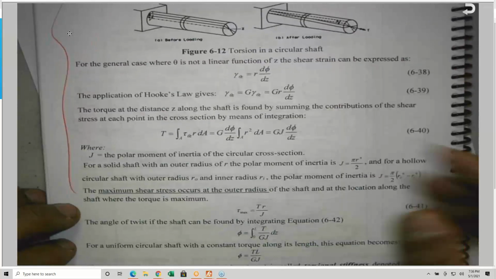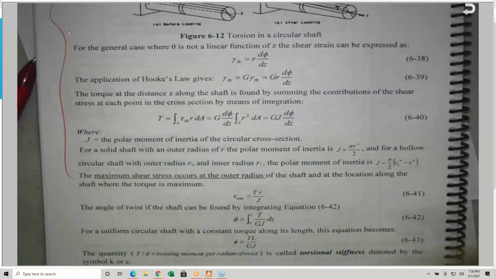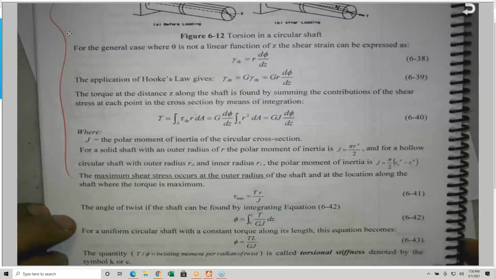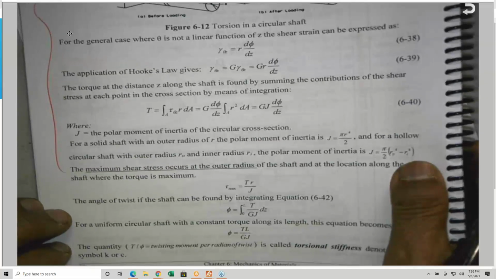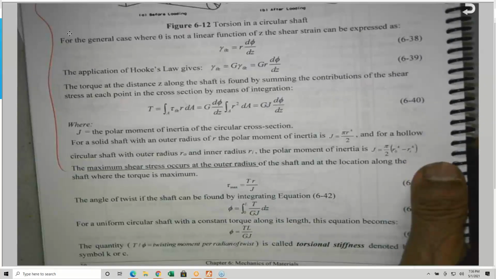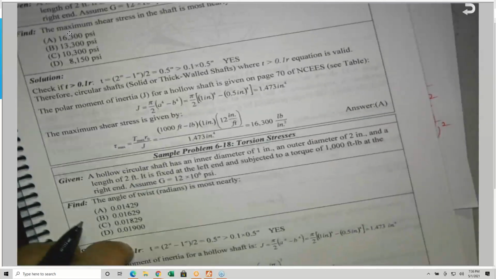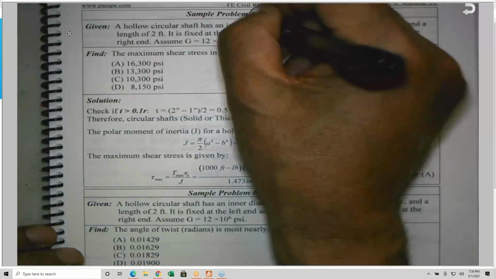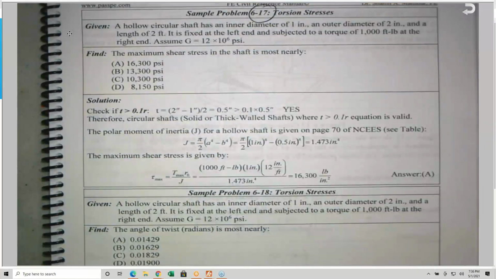Just giving you an idea, this is also from Mechanics of Materials books. But we need to know how to apply these equations. So, problem number 617. This section is very healthy, by the way.